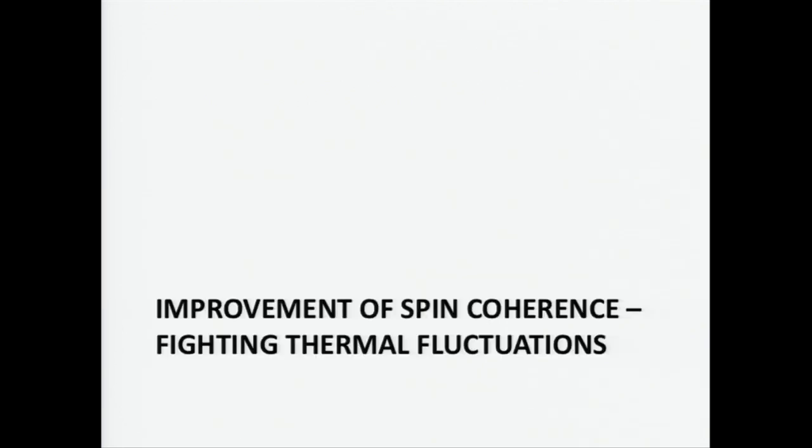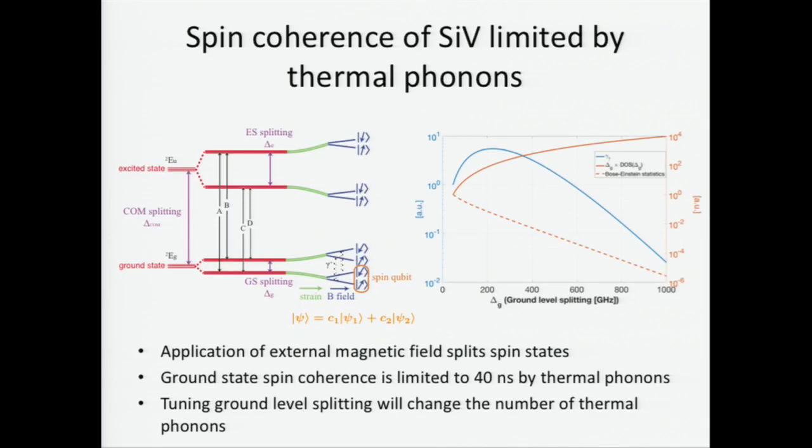And the next part is how we fight the uncontrolled lattice vibrations, which are thermal fluctuations. Here, I need to go a little bit into detail of why that's happening. In case of silicon vacancies, the spin coherence time is, as I said, limited by thermal phonons. This is why it's happening.